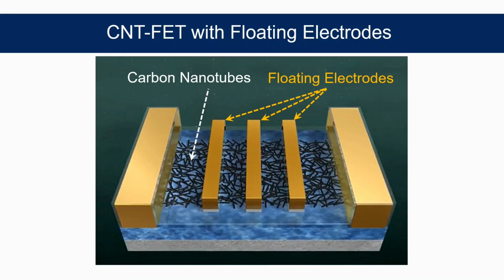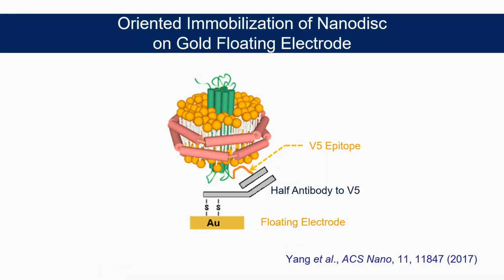This is one example. We use a carbon nanotube field effect transistor with floating gold electrode. So these black rods represent the carbon nanotube. And on this sensor platform, we are going to immobilize this olfactory receptor nanodisk. We can obtain the correct orientation using this Fab antibody. The reason why we use the Fab size of antibody is we need to decrease the distance between this biomolecule and this sensor platform to increase the sensitivity.